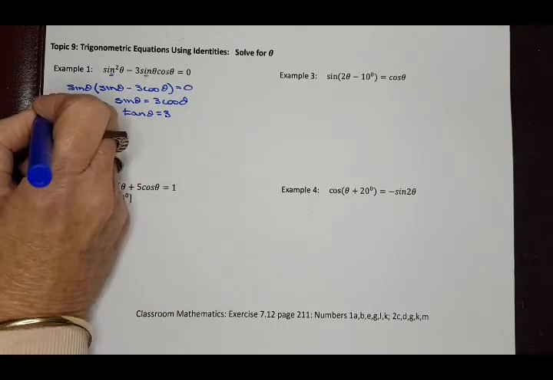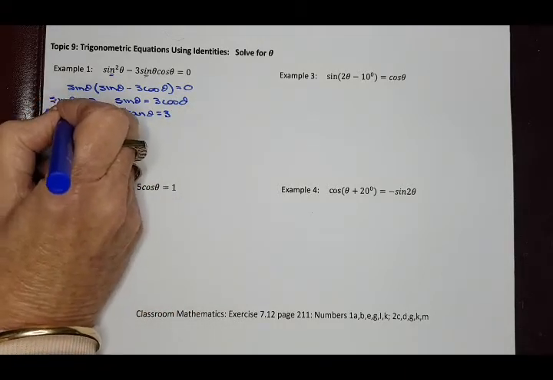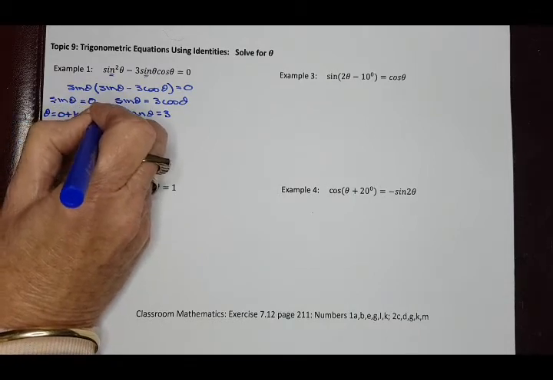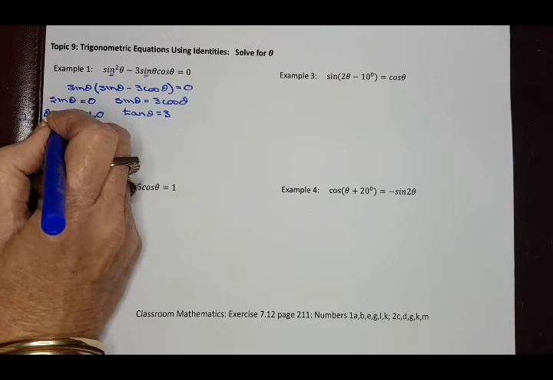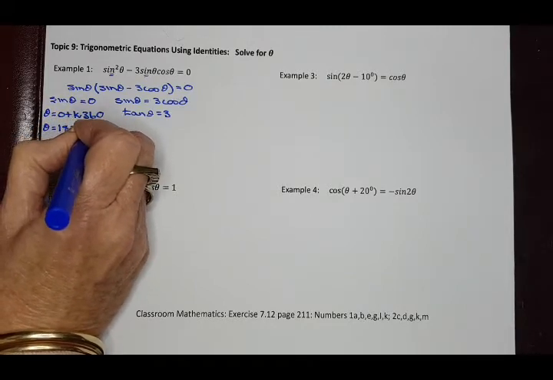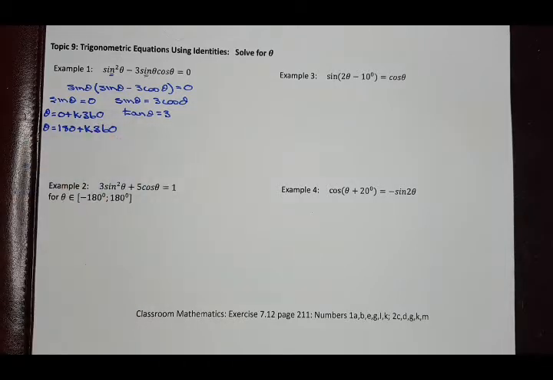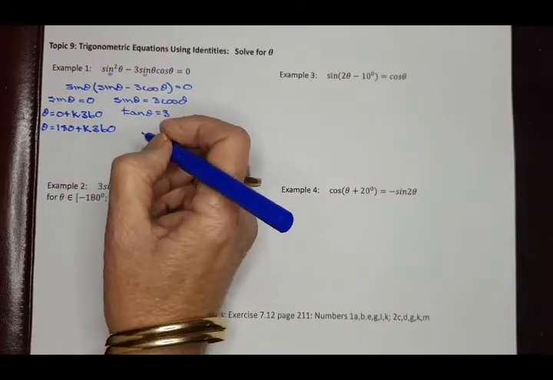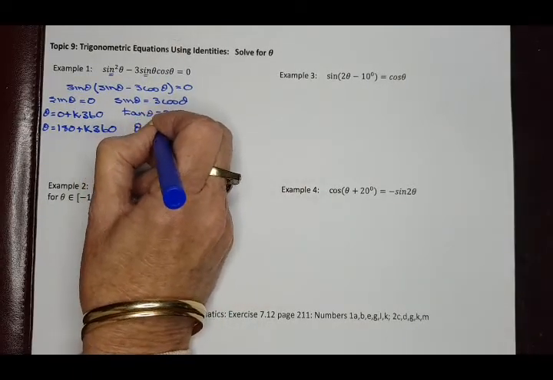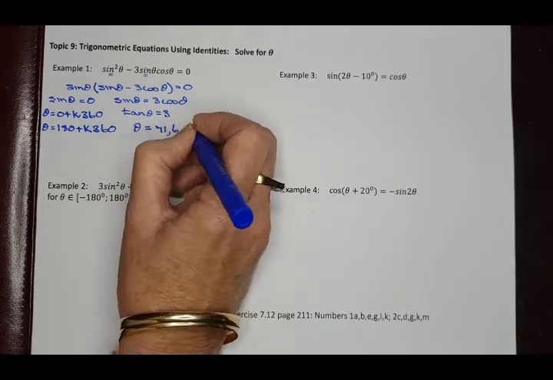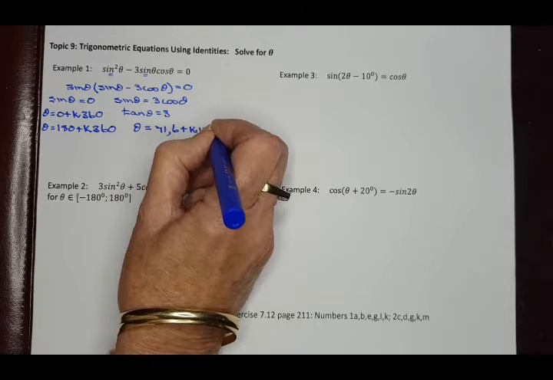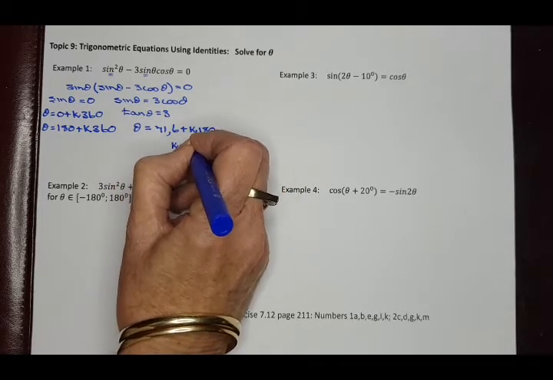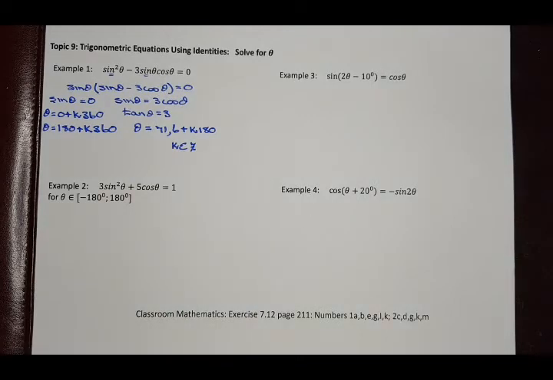So if sine theta equals 0, we get theta is equal to 0 plus k360, or theta is equal to 180 minus 0 plus k360. If tan theta is equal to 3, arctan of 3 is going to be 71, let's just round it off to one decimal place. We're going to get that theta is equal to 71,6 degrees plus k180, and don't forget, every time you need to write down that k is an element of the set of integers.